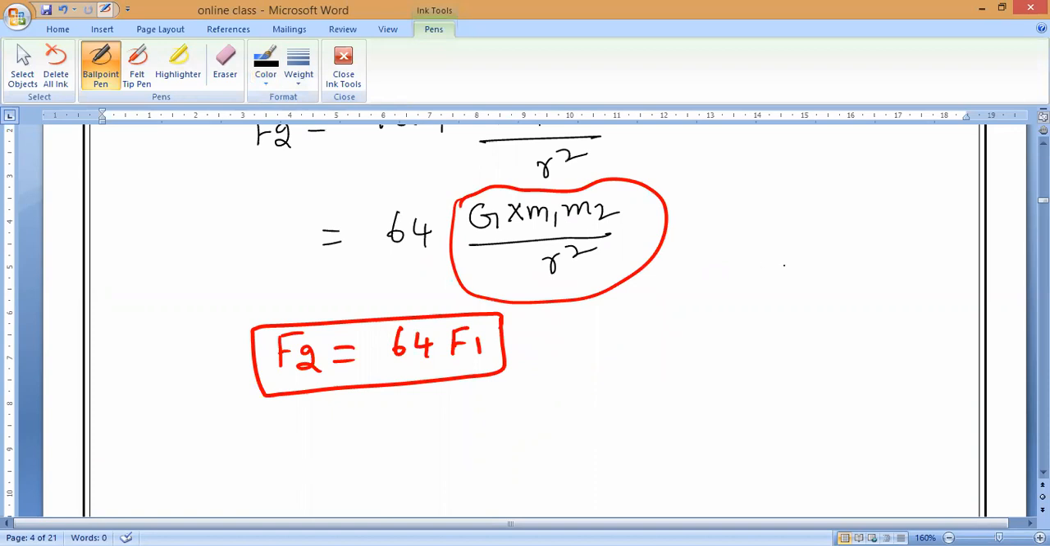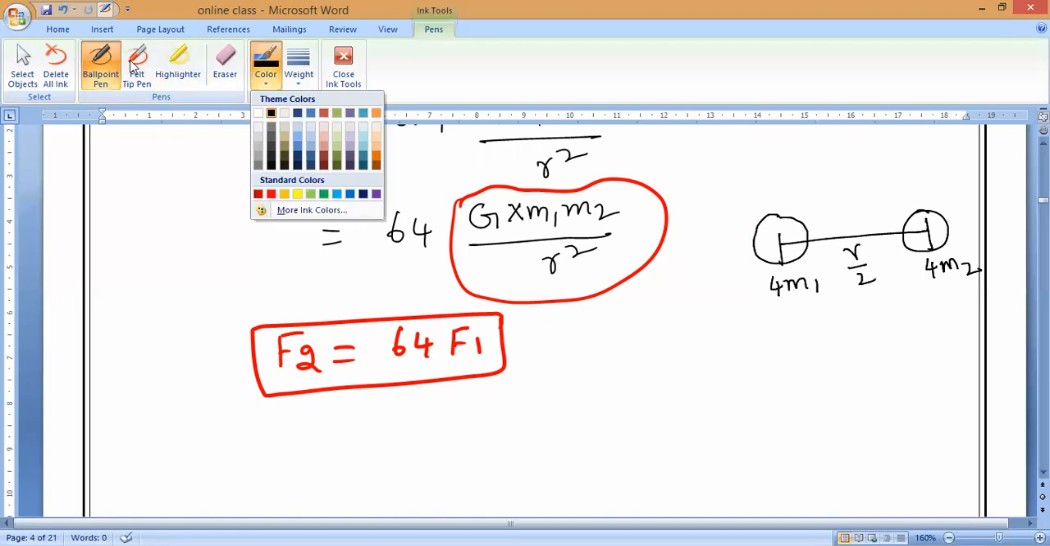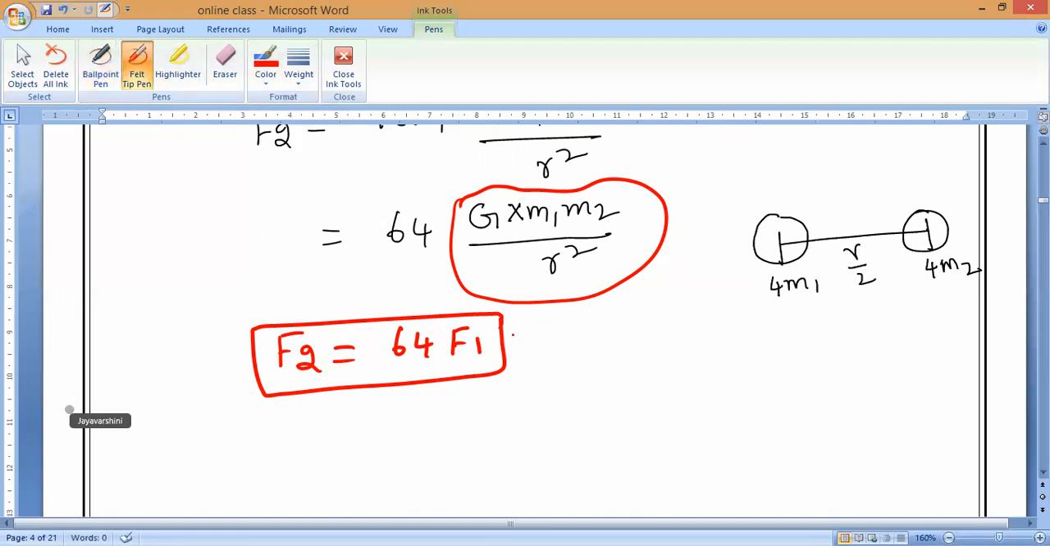Third one, any doubt? So what is the diagram we have to draw? New distance is equal to R by 2. Mass is equal to 4m1 and the other mass is equal to 4m2. Clear, guys? Please write it, everyone.